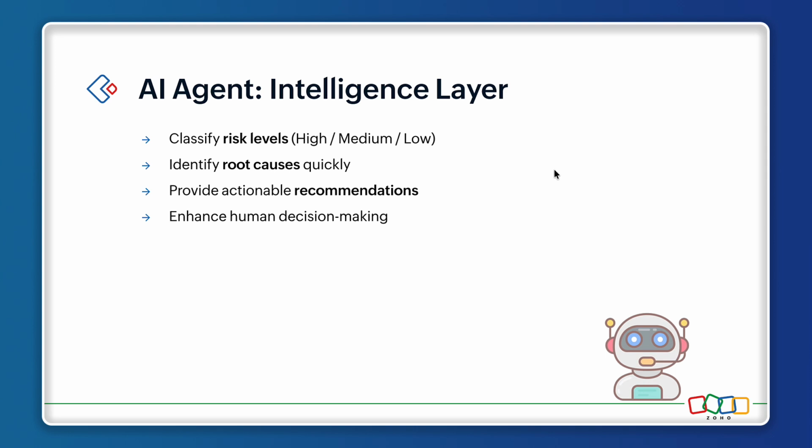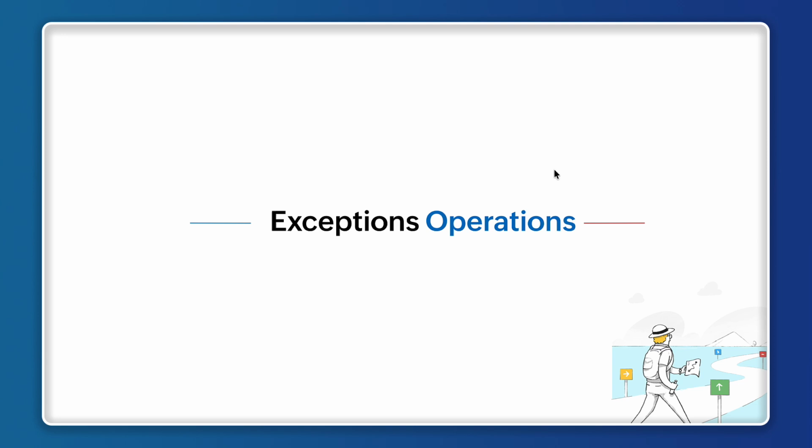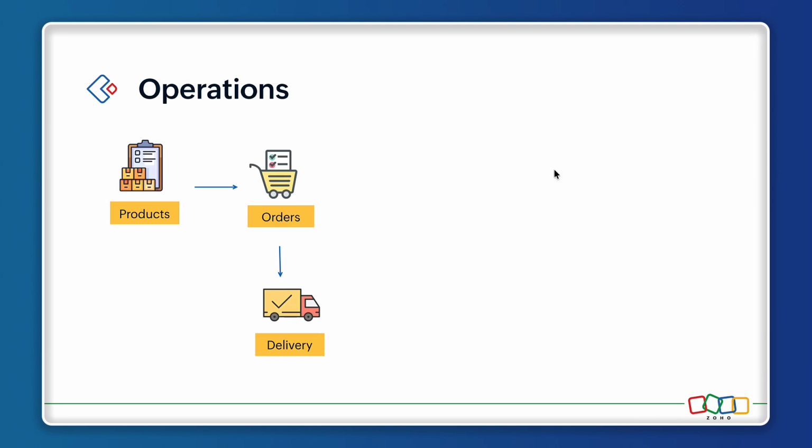So now we have a clear idea about what this exception model we are going to build is. Now let's talk about how it is going to fit into different industries. The first industry I'm going to talk about is exceptions for the operations industry. When I talk about operations, the first thing that comes to my mind is order management, right? Order management is the most commonly used business application.